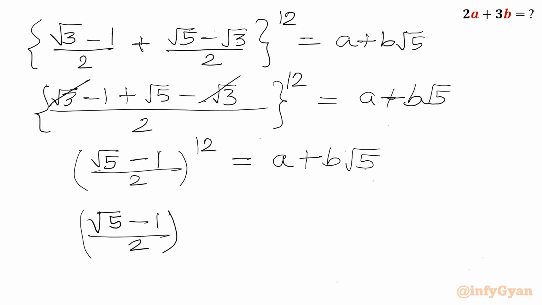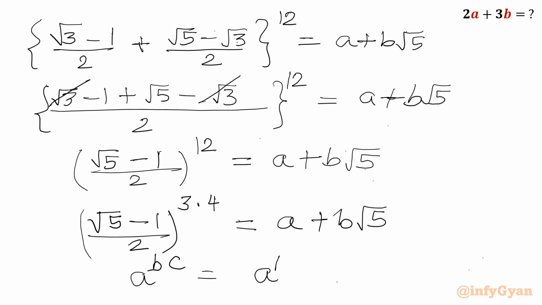In the power 12, I can write 3 times 4. So it is equal to a plus b root 5. Now using the property of exponents, a power b times c, anytime we can write a power b whole power c, which I will apply here in the power. So it will become (root 5 minus 1 over 2 whole cube) whole power 4.